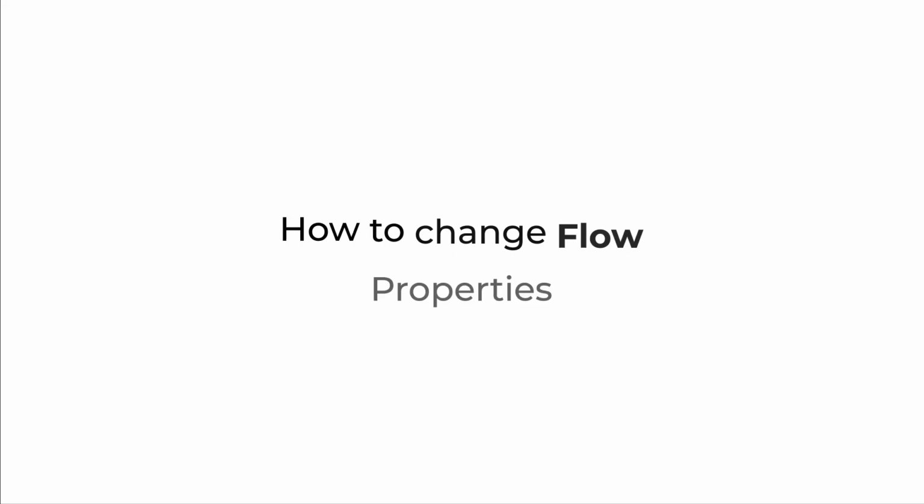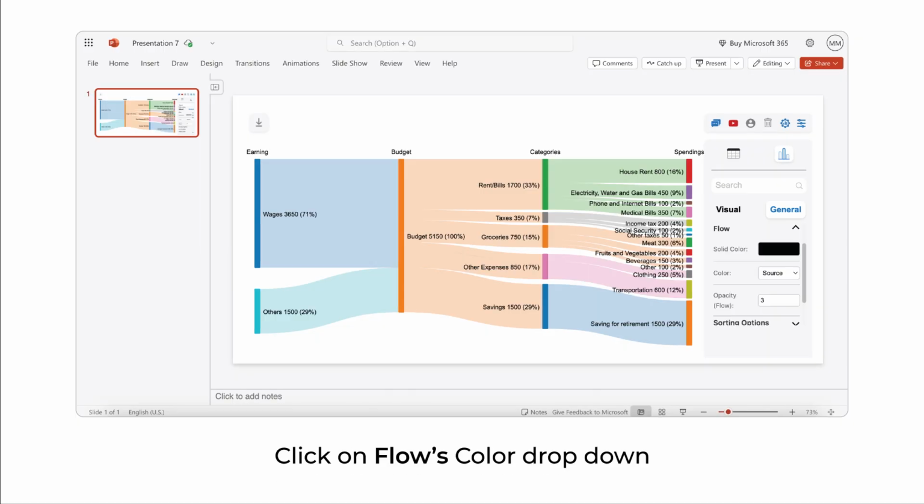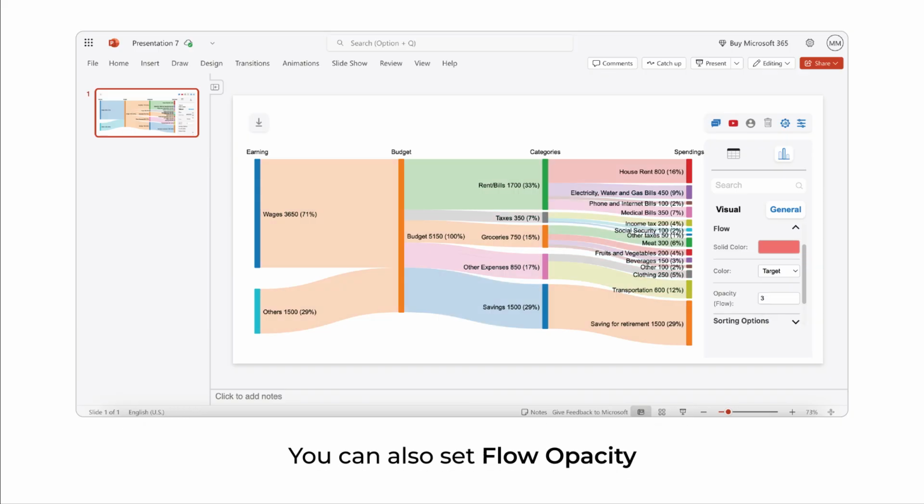How to change flow properties. Click on Flow button. Click on Flow's color drop-down. Select Solid. You can give one solid color to all flows. You can also set flow's colors according to targeted nodes. You can also set flow opacity.